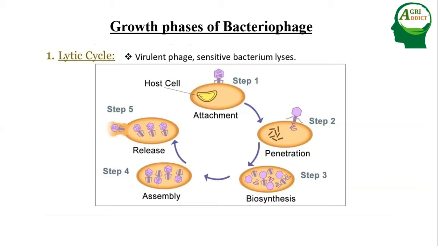Assembly means the nucleic acid will be surrounded with the protein coat. And after the assembly, it will break open the bacterial cell and come out. The phages will get released. So this we call the lytic cycle. Since it virulently breaks open the bacterial cell, it is called a virulent phage.